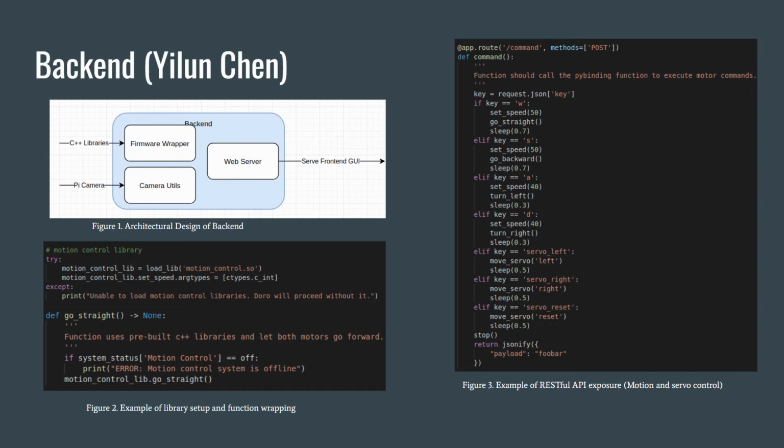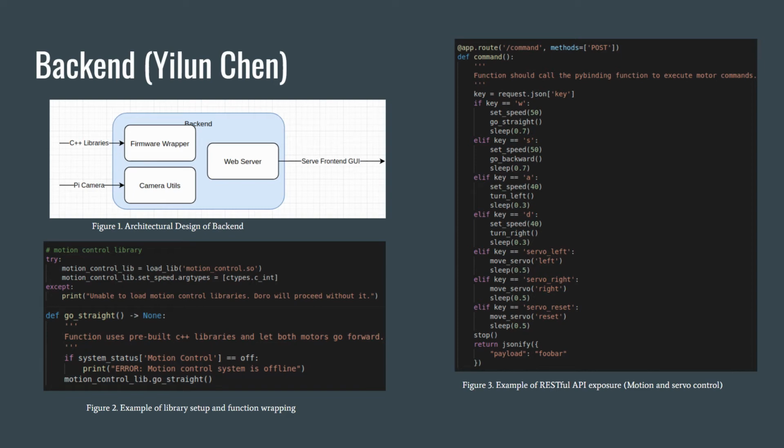Here's a more detailed walkthrough of our backend. You can see our backend is divided into 3 sub-modules. There's the firmware wrapper, which sets up all the C++ libraries and makes them ready to use by the rest of the backend service. There's the camera utilities, which talks directly to the Raspberry Pi camera. And there's the web server, which exposes all these APIs and serves the front-end interface to a specific IP address.